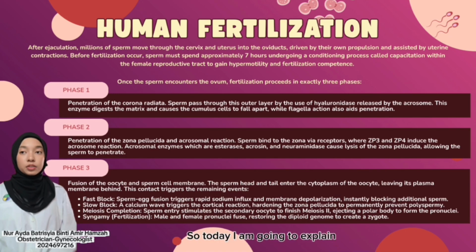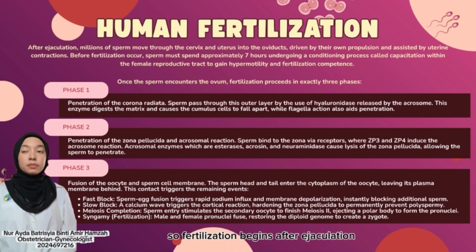So today I am going to explain the biological process of human fertilization. Fertilization begins after ejaculation when sperm travel through the cervix and uterus into the oviduct. Before they can fertilize the ovum, sperm undergo a process called capacitation in the female reproductive tract.